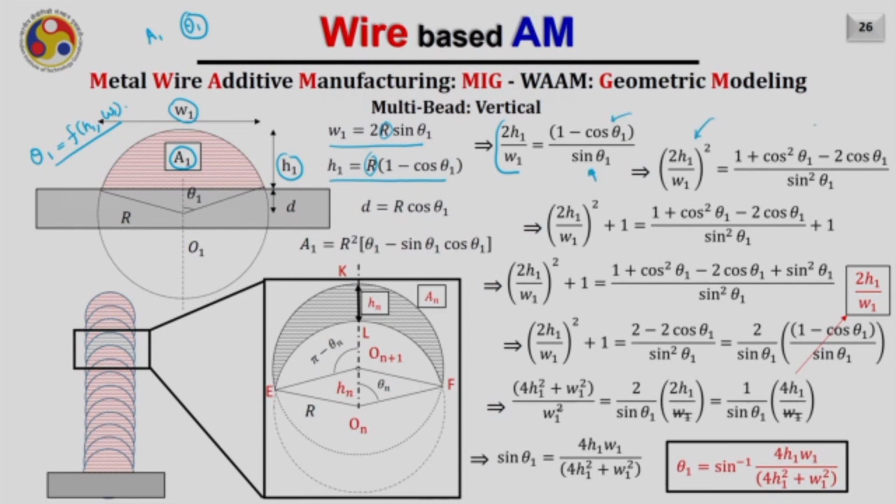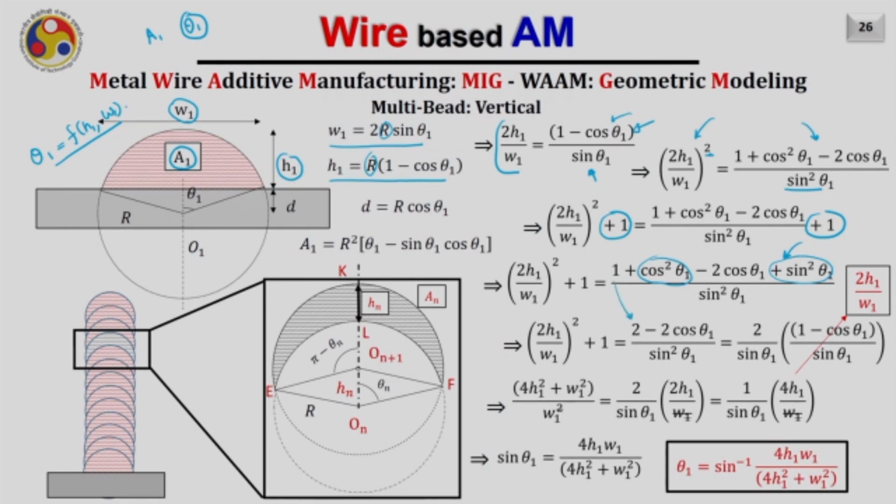Now, if I square both sides, this will be the expression I obtain. The square of this term will give me (1 plus cos square theta 1 minus 2 cos theta 1) divided by sin square theta 1, while on the left hand side, it will be (2h1 by w1) square. Now, let us add 1 on both sides, as you can see here, and as a result, the right side term can be further simplified. Here you can see the term cos square theta 1 plus sin square theta 1 will become 1, and as a result I am writing 2 directly here.